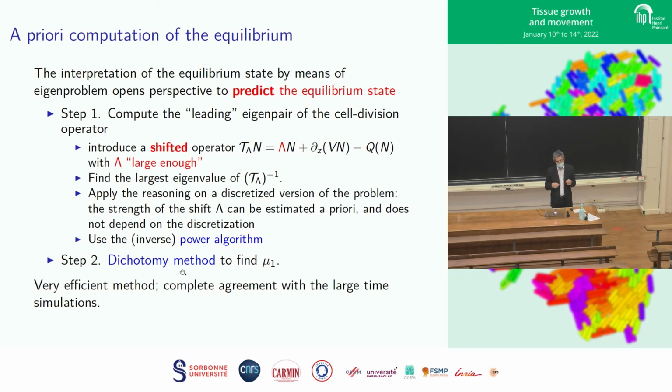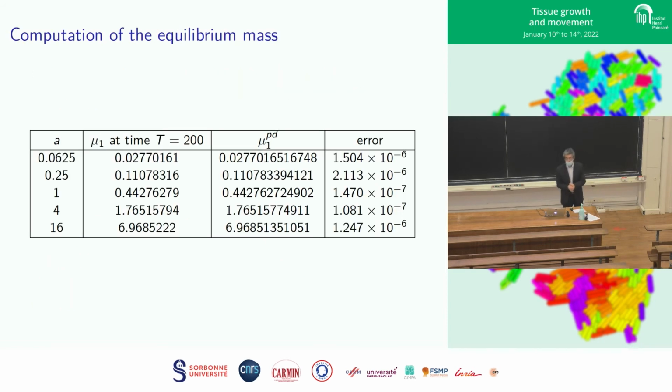And then, to play with the coupling with the immune cells, you can use, for instance, the dichotomy method or the Newton algorithm, as you wish, to find the value of mu1, the tumor mass, at equilibrium. So it turns out that this is a very efficient method, which provides a good agreement with the large time simulation of the coupled system. So here, this is a few results. Here you have the mass when running the evolution problem. Here with the power algorithm, the dichotomy method, and you see that the error is not that bad, okay? 10 minus 16, 10 minus 7. So it is worth, if you are interested just at the equilibrium, not to run the evolution problem, but just to use the eigenvalue interpretation.